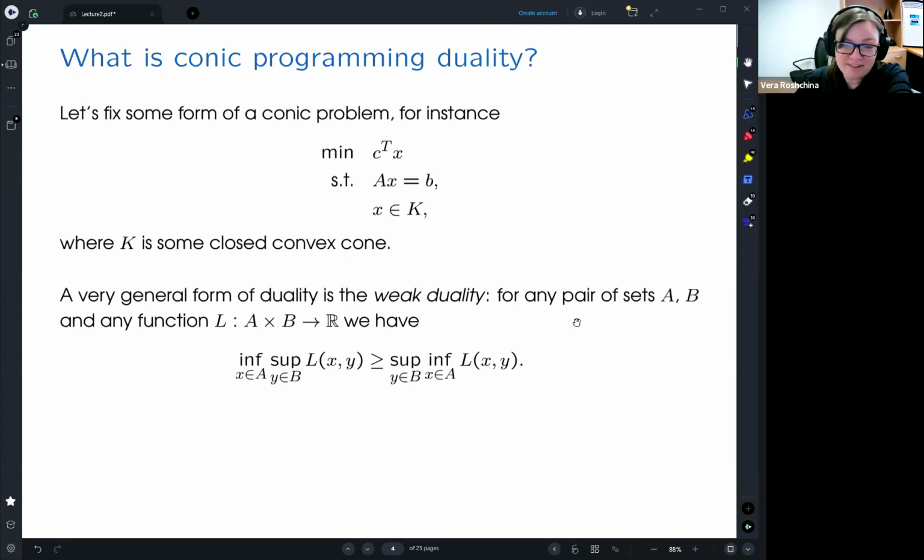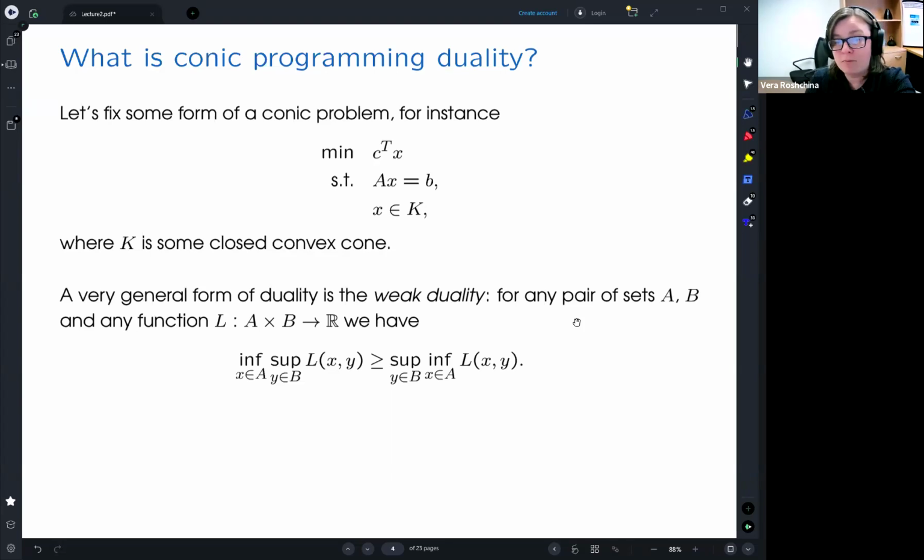So the infimum over the first variable of the supremum over the second variable of this arbitrary function is always greater or equal to the other way around, the supremum of the infimum. It's also very easy to prove, so there's no magic here. The duality in conic programming, Lagrangian duality and all those things come from this relation. It's just that the struggle is to obtain the opposite inequality, to actually make sure that instead of an inequality, we have equality here.